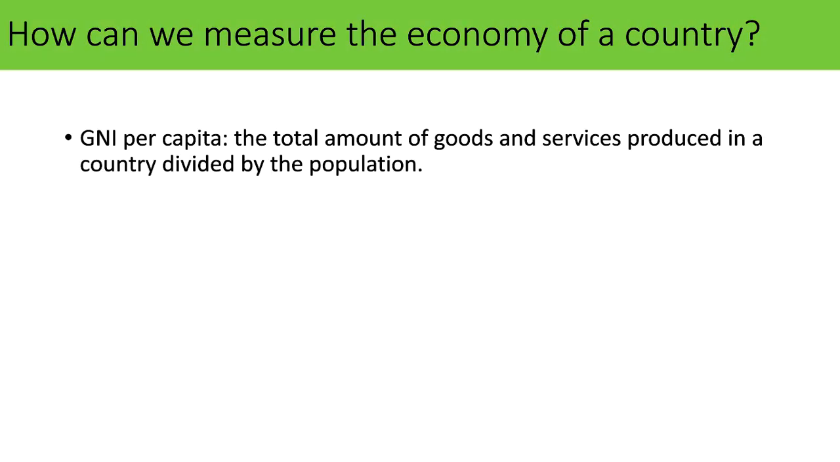So we can measure the economy of a country by GNI per capita, or gross national income per capita. And that is the total amount of goods and services produced in a country divided by the population. So all the things that a country produces, plus all the services, like people working in hotels, teachers, divided by the total number of people in that country.